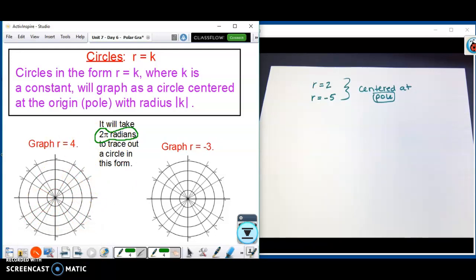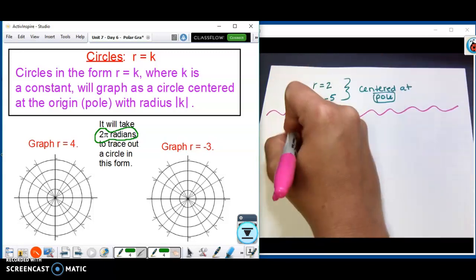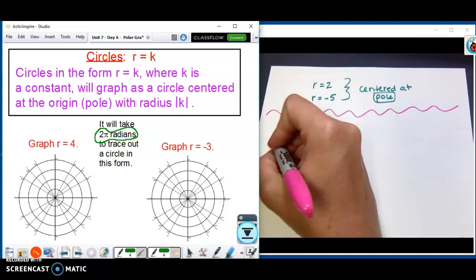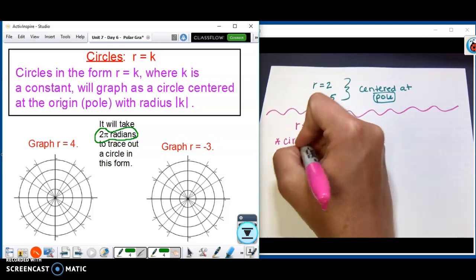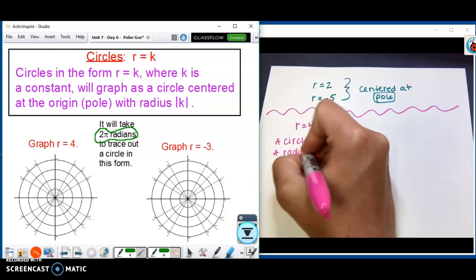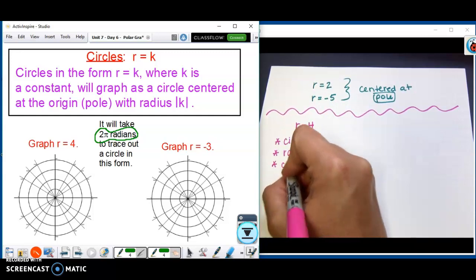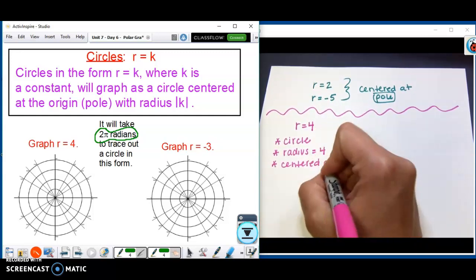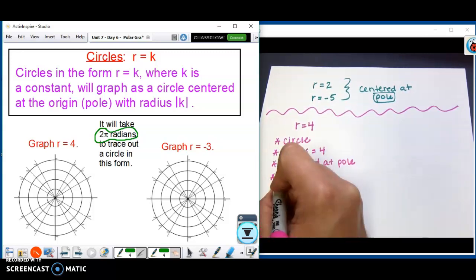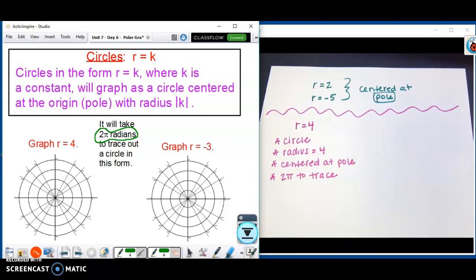Okay, so first example, and I'm going to write the information on here, and then I will graph it. So we're looking at r equals 4. Because this is r equals just a number, we know this shape is going to be a circle. We know that the radius of this circle is going to be 4. We know because it's just r equals 4, it's going to be centered at the pole. And we know because it's r equals 4, it's going to take 2 pi to trace this circle. So it's going to take the entire unit circle to graph.